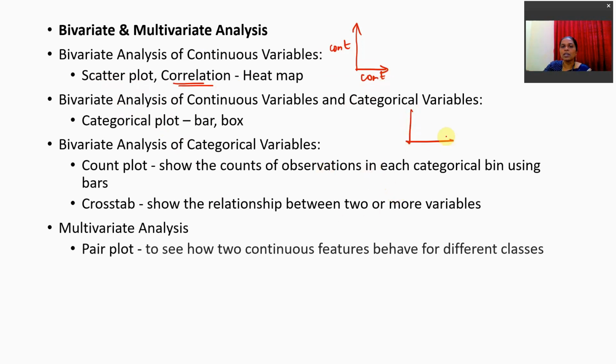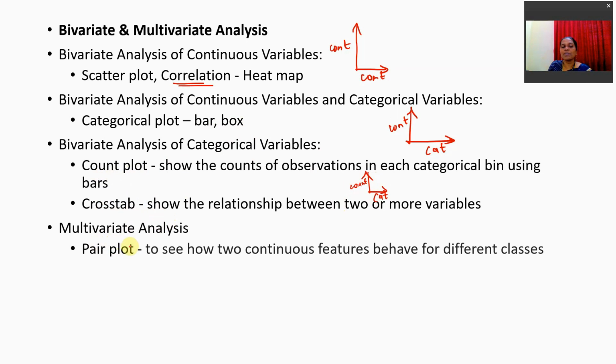The next type is where you have a categorical variable here and a continuous variable there. That will be represented by your bar plot and the box plot. And between two categorical variables, I can have the categorical variable here and a count on the left side, that is my y-axis. So I can use a plot called the count plot or the cross tab representation.